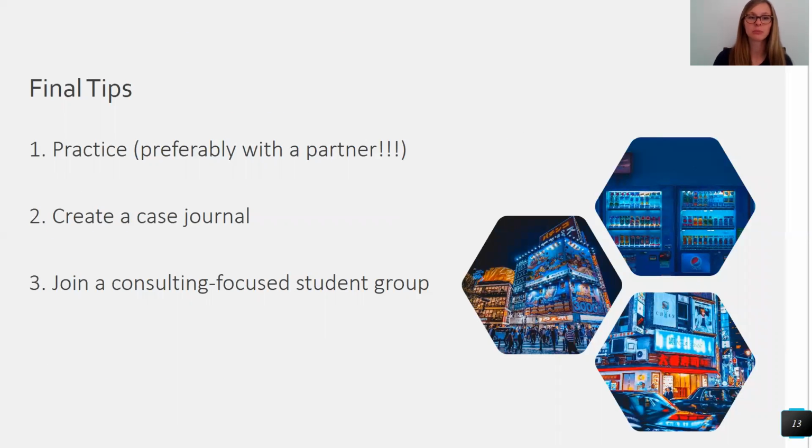A couple final tips: practice, practice, practice, preferably with a partner. They may approach things differently than you would, and you may learn something from the conversation. I encourage you to create a case journal where you start writing through how you would respond to different scenarios. That will help hone your skills, and you'll feel more prepared going into the interview. And lastly, if you're not a part of a consulting focused student group, I would encourage you to join one, so that way you can get more practice and learn more about the field.